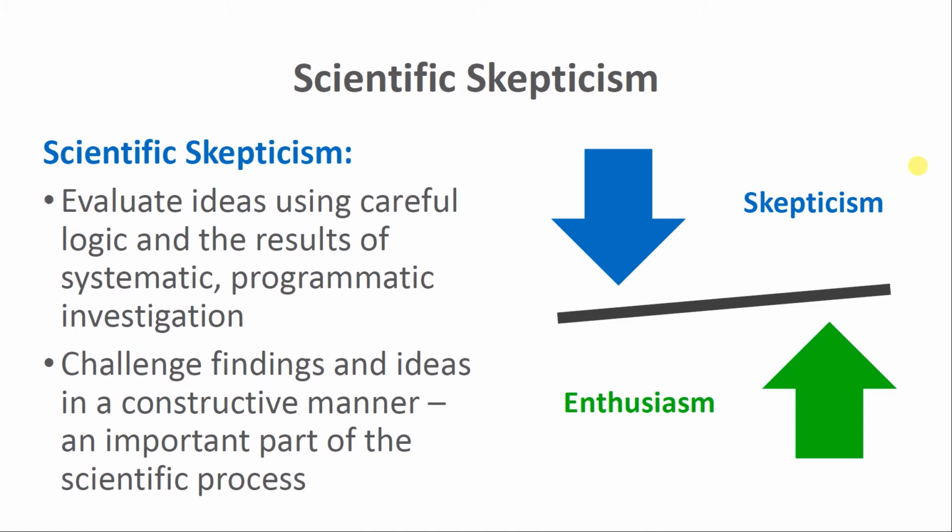Now, another important aspect of science is what we call scientific skepticism. And so what is scientific skepticism? Well, this is the idea that you evaluate ideas using careful logic, as well as based on the results of systematic, programmatic investigation, and hopefully investigations in which there have been multiple investigations by different research teams and we find that there's been replication at work there, we're going to have more confidence. But we should really take into account whether or not things have been replicated, whether they're systematic, whether there's been programmatic investigation, as well as the quality of each of the individual studies and investigations. And so this is what scientific skepticism is really about.